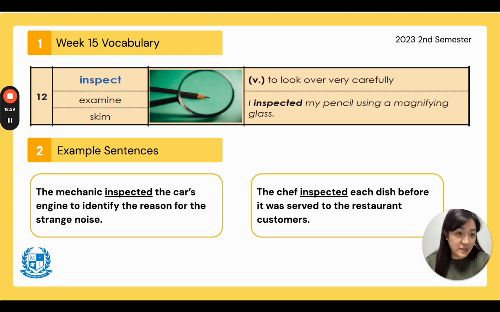and they would take it to the mechanic. And they would inspect the car's engine and look around and see, what is the problem and what is making this noise? Inspect. Example 2, the chef inspected each dish before it was served to the restaurant customers. So usually at a fancy restaurant, the chef will look at it and be like, okay, and clean up the sides of the plate and be like, okay, ready to go, serve. To inspect, to look over very carefully.